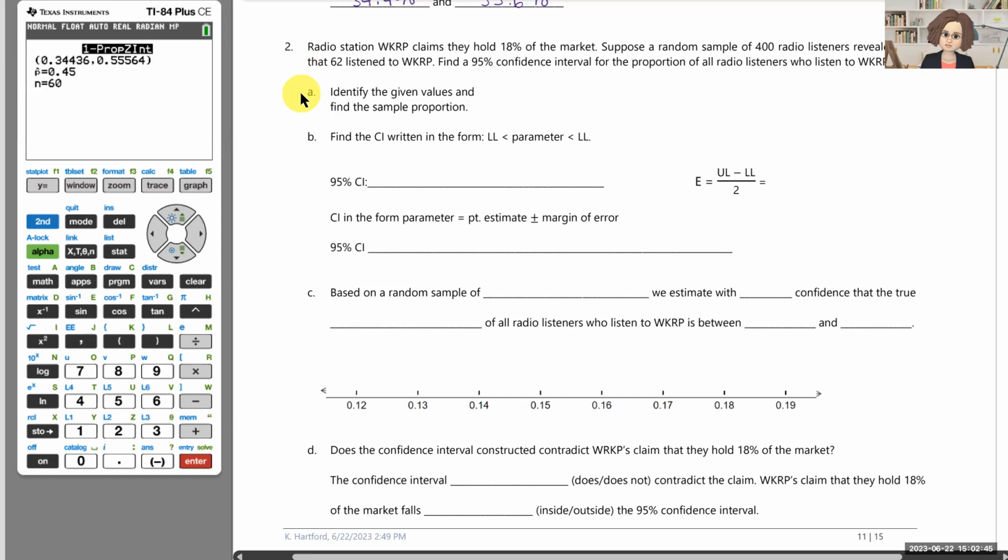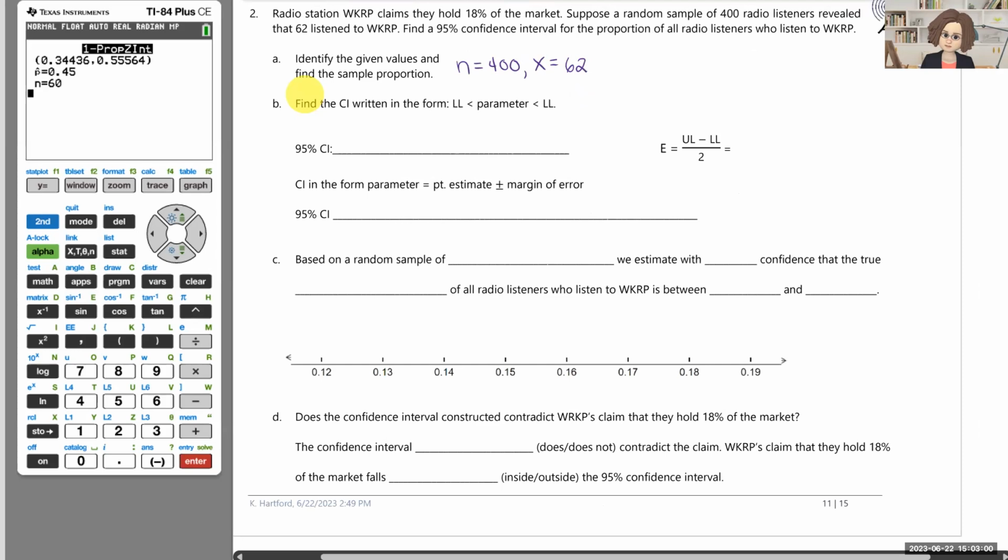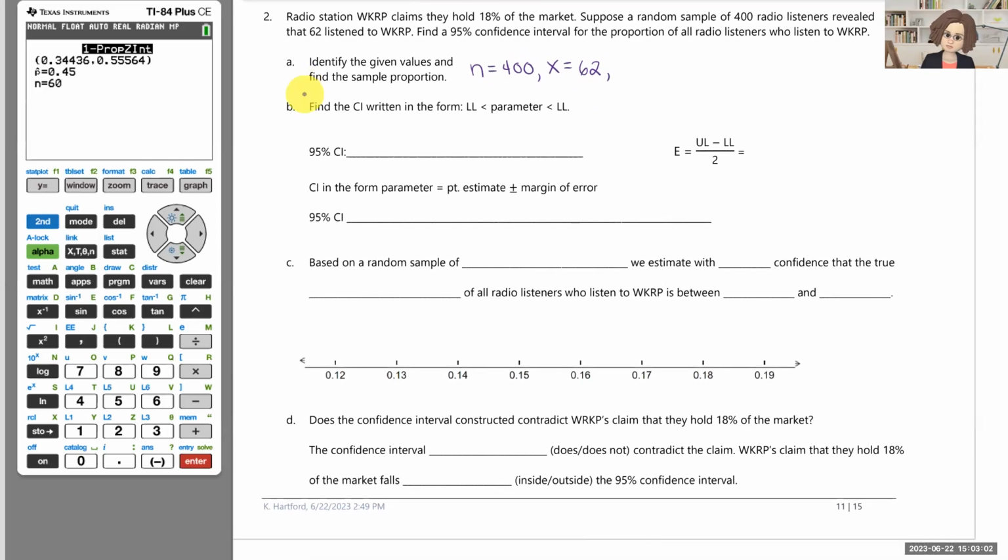Okay, so let's start with our study here. So N, we did a random sample of 400 listeners. X, the number that listen to WKRP, 62. And we're doing a 95% confidence interval, just making a note for myself there.